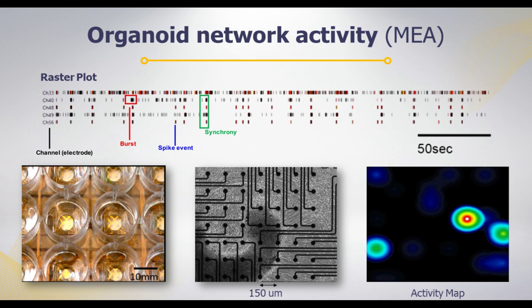And it generates raster plots, such as this one represented on the top, where you can see that each channel, this is just 5 of the 64 channels that we have in here. And you can see that all the time when there is an event or an activity, we represent it by a trace. So that's a spike event. If you have lots of spikes in a very short period of time, we call that a burst. And if you have lots of bursts across different channels, we call that synchrony.